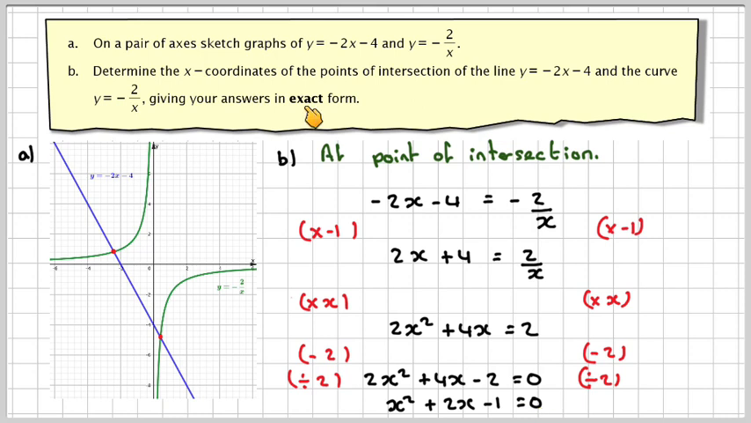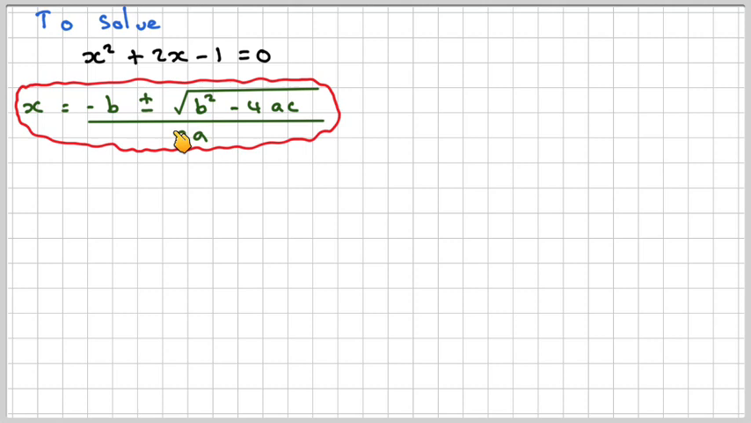Now, there's a little clue here. Exact form probably suggests that this does not factorise, and therefore we will need to use the quadratic formula, which you should really know if you're doing A-level maths. It's minus b plus or minus the square root of b squared minus 4ac over 2a, where a is 1, b is 2 and c is minus 1.